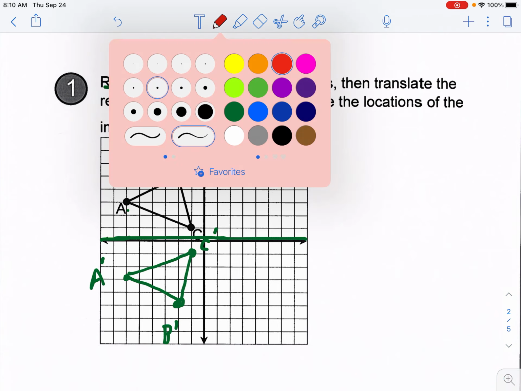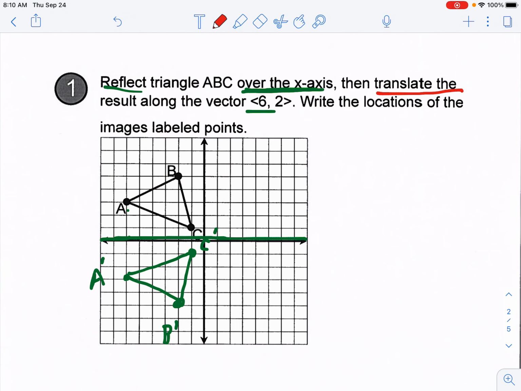Now the second thing this says is translate, so now we're going to slide our new figure with a vector of 6, 2. Remember, the 6 will take us right because it's positive. The 2 will take us up. What we're going to do is move our new figure, our A prime, B prime, and C prime, right 6 and up 2. So let's do A prime first. 1, 2, 3, 4, 5, 6.